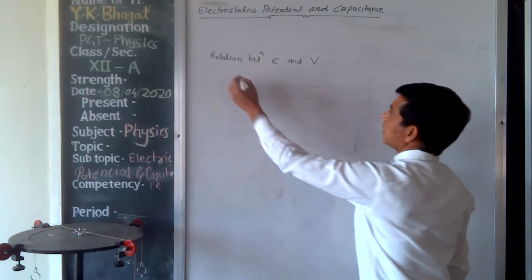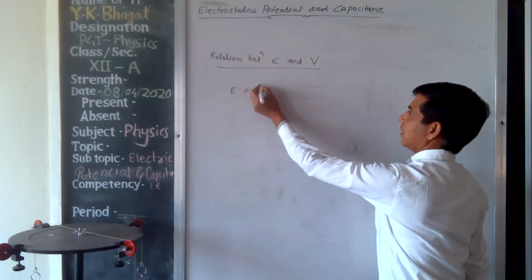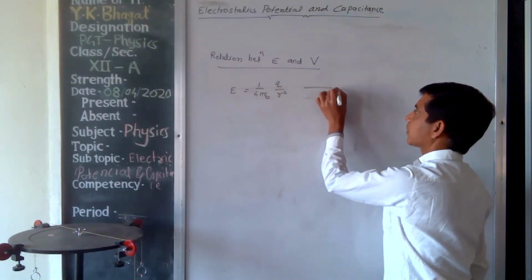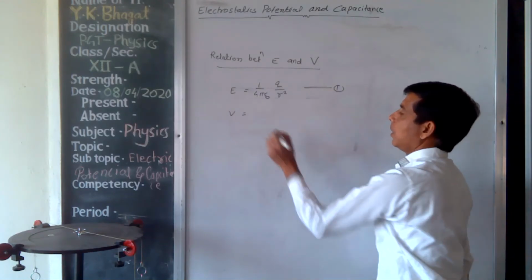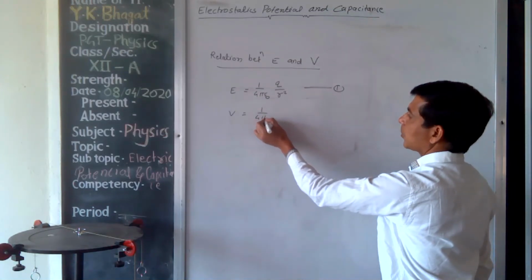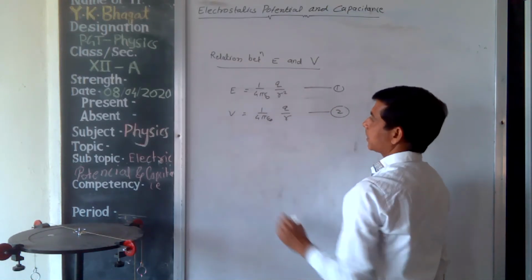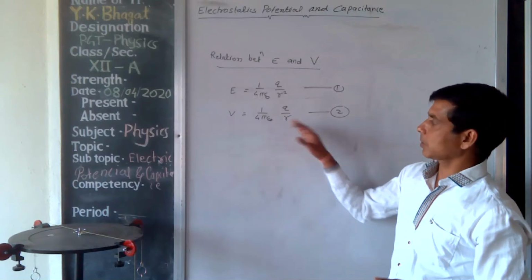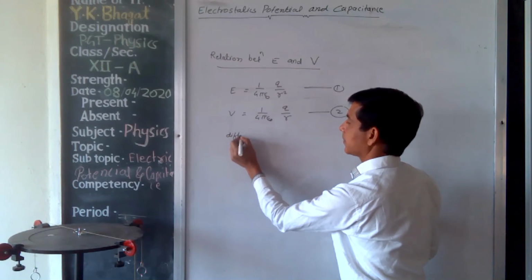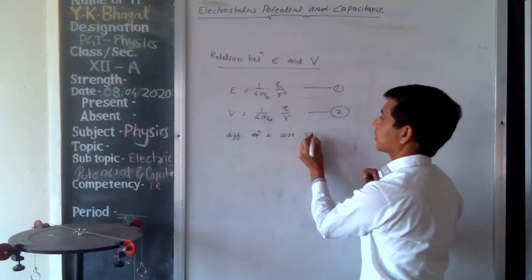Dear student, we know that the electric intensity at any point, that means at distance r, is given by 1 upon 4 pi epsilon naught q by r square. R is the distance, equation 1. Similarly, for the same charge and same distance, the potential will be 1 upon 4 pi epsilon naught q by r, equation 2. Suppose we differentiate equation 2 with respect to distance, that means with respect to r.